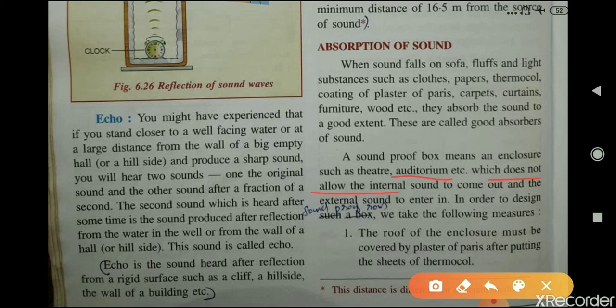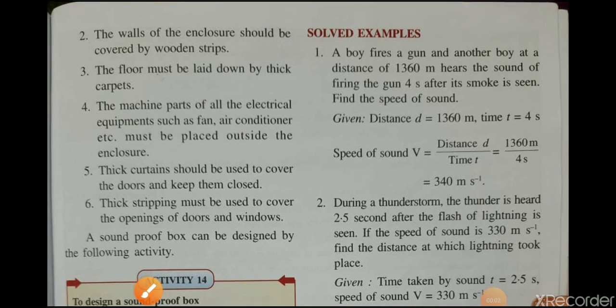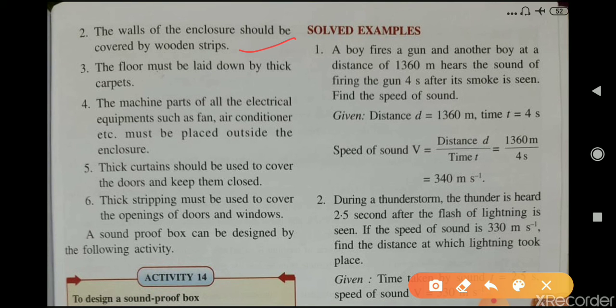To design such a box, we take the following measures. First, the roof of the enclosure must be covered by plaster of Paris after putting sheets of thermocol so that the sound can be absorbed by the roof. Second, the walls of the enclosure should be covered by wooden strips. The floor must be laid with thick carpets because they will absorb the sound. The machine parts of all the electrical equipment such as fans, air conditioners, etc., must be placed outside the enclosure. Thick curtains should be used to cover the doors and keep them closed. Thick stripping must be used to cover the openings of doors and windows. This is how we can design a soundproof box.